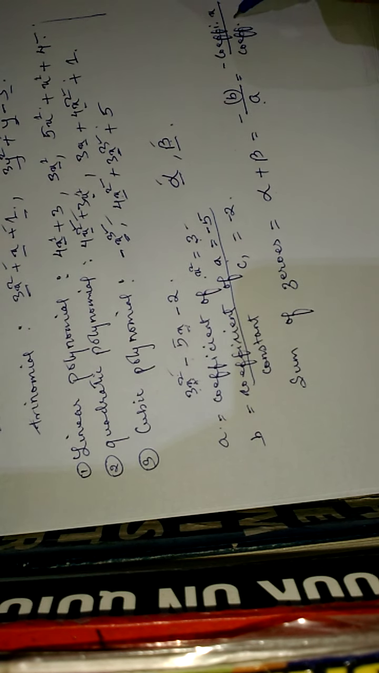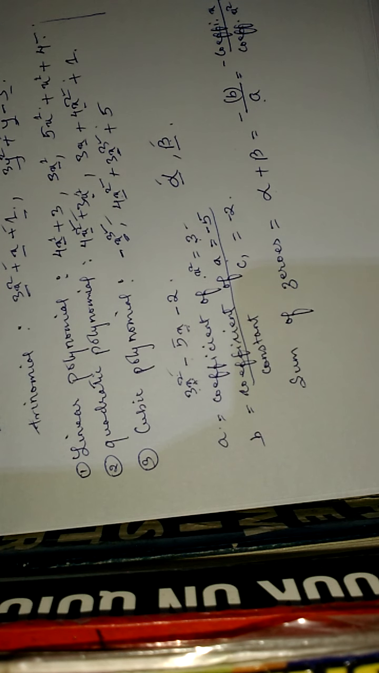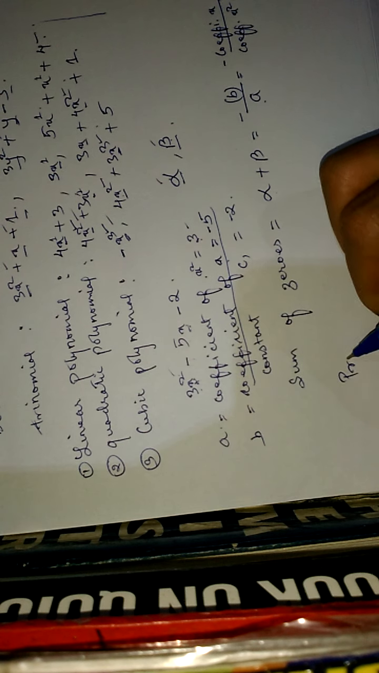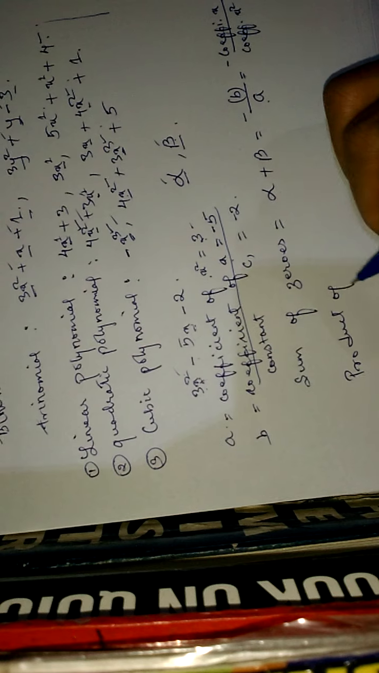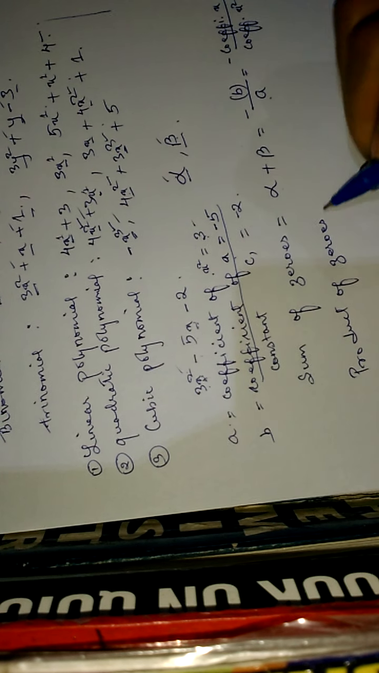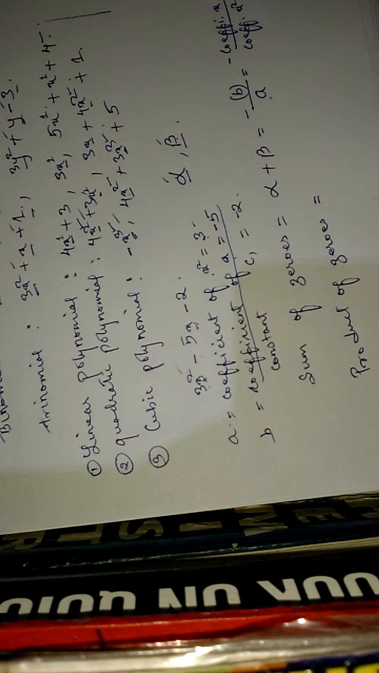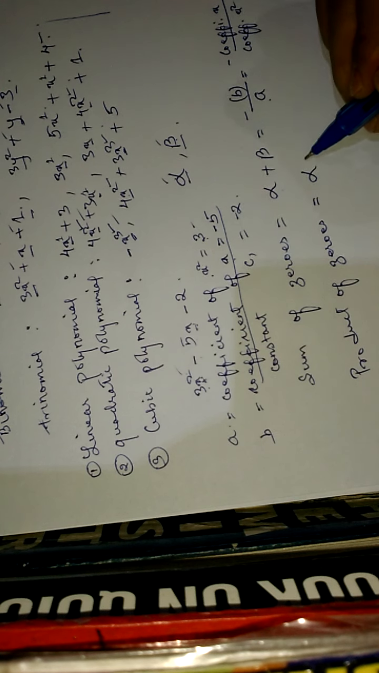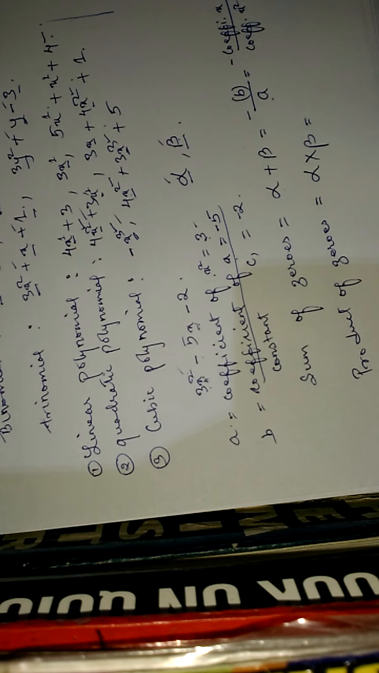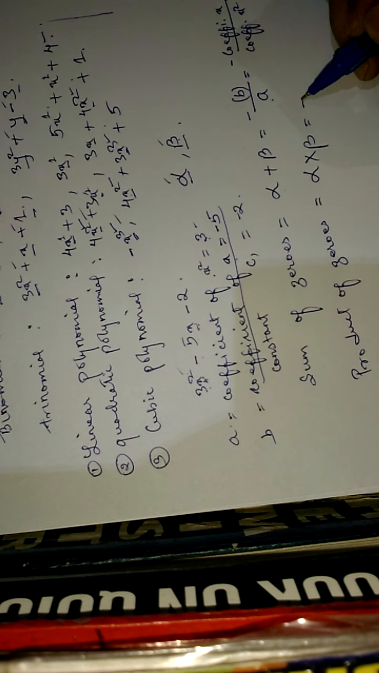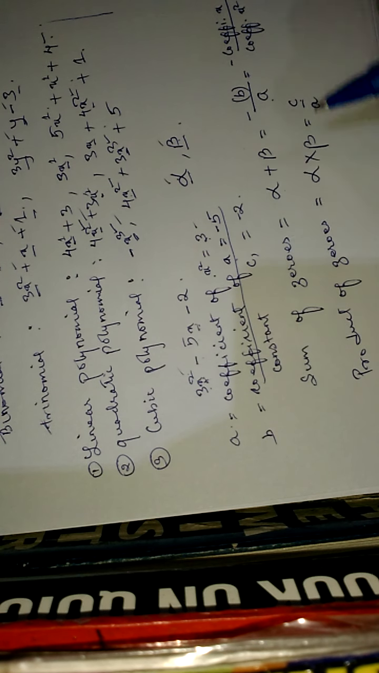Then product of zeros. In this case, if it is product, you have to multiply alpha and beta. Alpha times beta equals the constant term divided by the coefficient of x square. We call it a. Constant c stands for the constant term and a stands for the coefficient of x square.